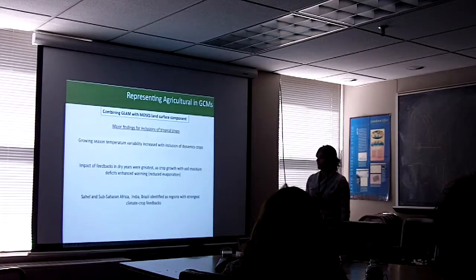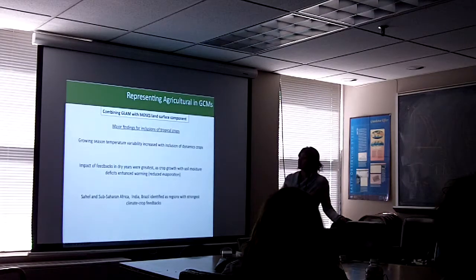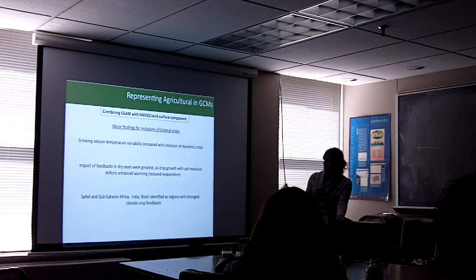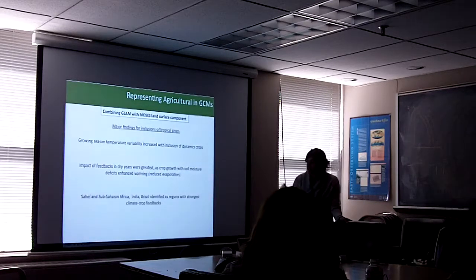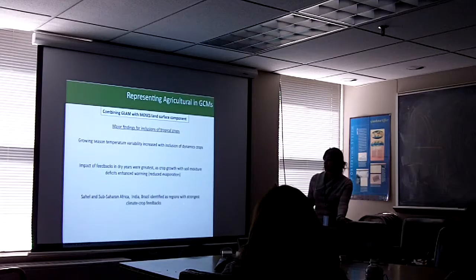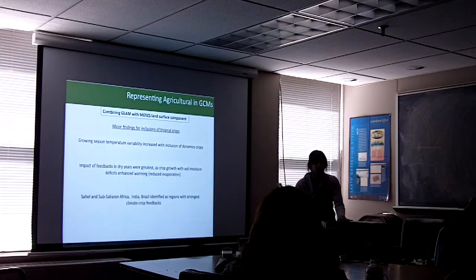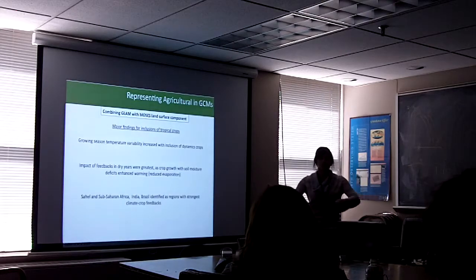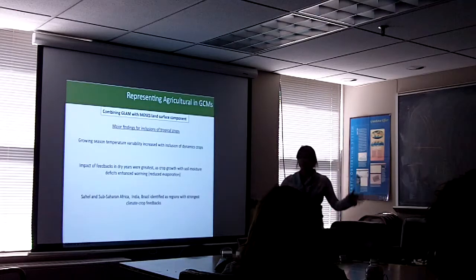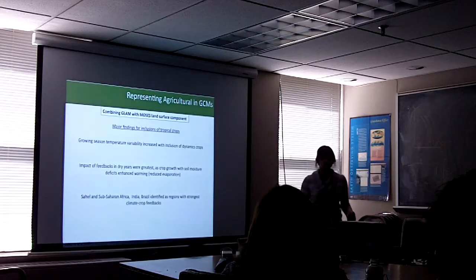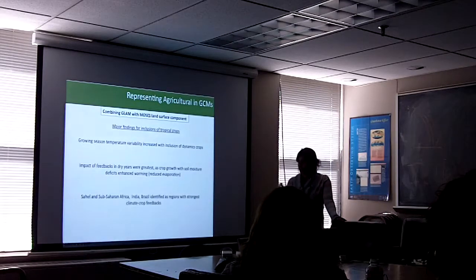But it's interesting. Major findings: the growing season temperature variability increased with dynamic crops. Feedbacks in the driest years were greatest. They also identified the Sahel, Sub-Saharan Africa, India, and Brazil as regions with the strongest climate crop feedbacks. These are regions that we are heavily involved in with AgNIP as well, from the perspective of doing multiple point-based simulations and trying to understand at a district level and across districts. We're seeing some pretty strong feedbacks as well that we're interested in exploring.